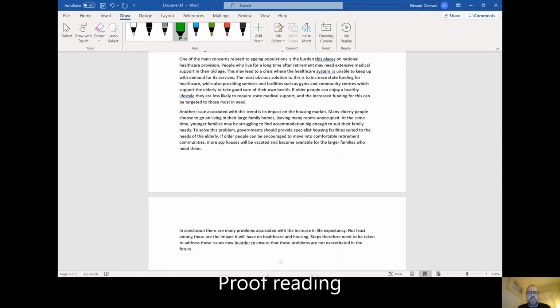More spacious houses will be vacated and become available for larger families who need them. In conclusion, let's put a comma there. In conclusion, there are many problems associated with the increase in life expectancy. Not least among these are the impact it will have on healthcare and housing. Steps therefore need to be taken to address these issues now in order to ensure that these problems are not exacerbated in the future.